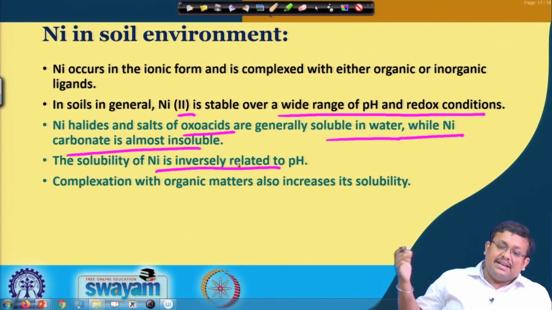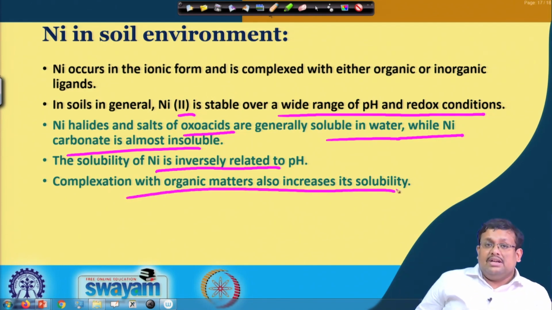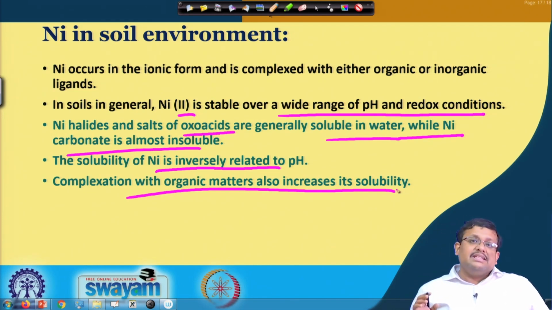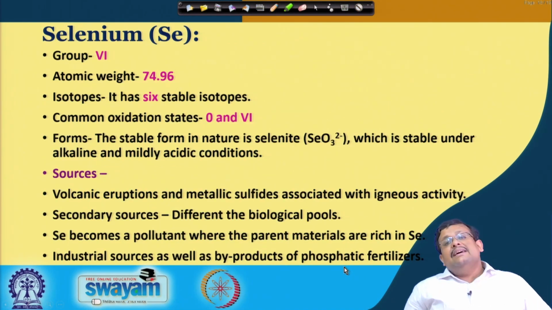The solubility of nickel is inversely related to pH. As the pH increases, nickel solubility decreases, and vice versa. Complexation with organic matter also increases its solubility, due to the formation of chelates. So, you can see that chelation by organic matter increases the availability, in other words the mobility, of most of these trace elements in the soil.